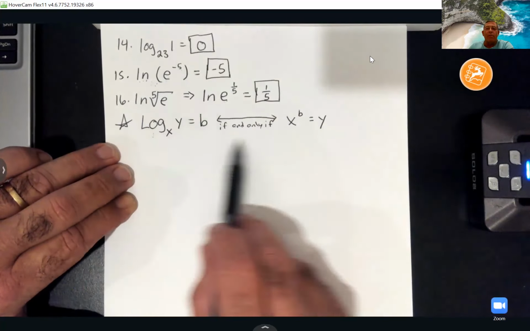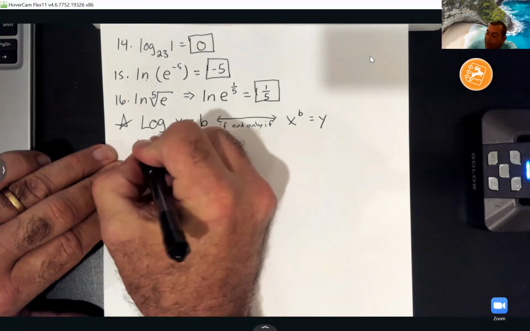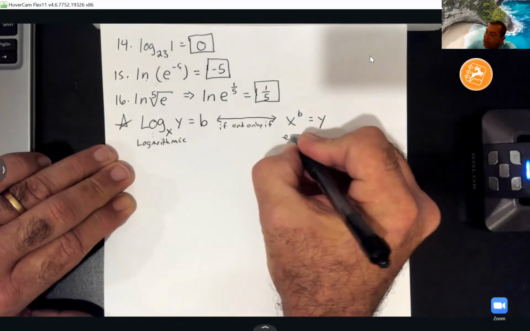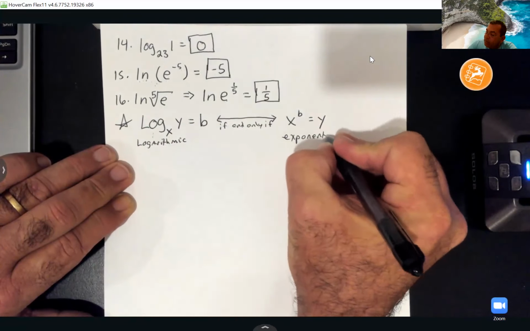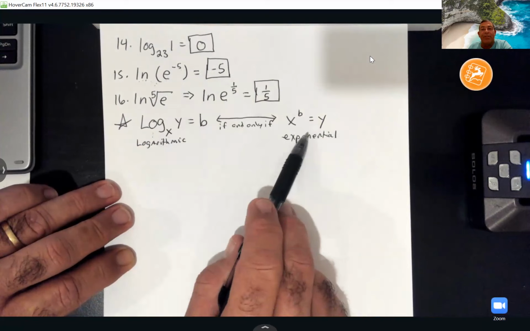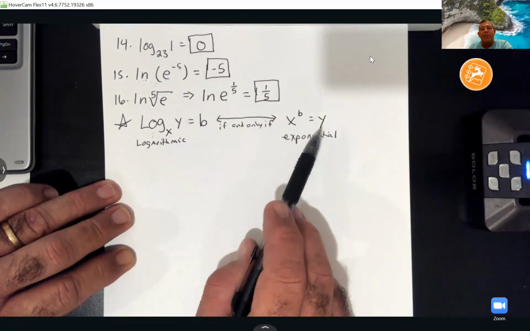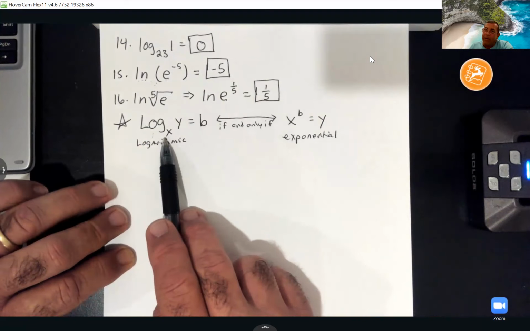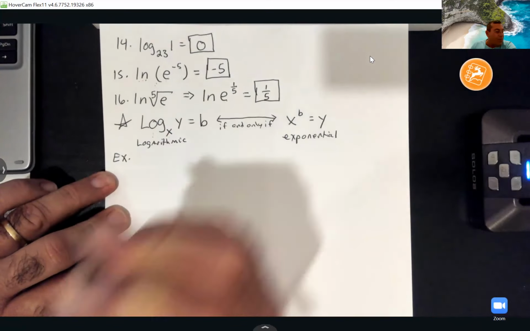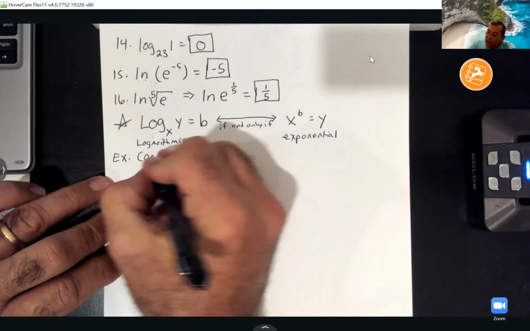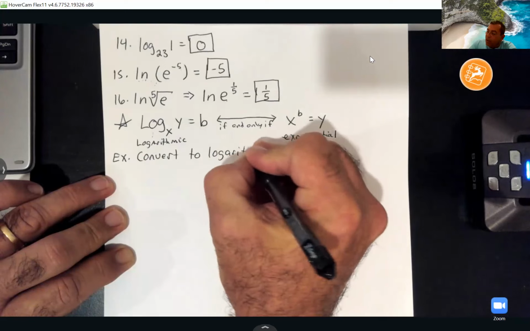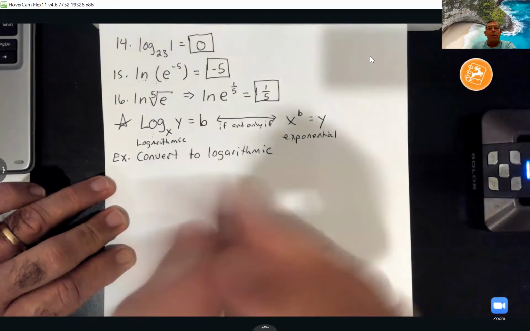This is how we will convert between logarithmic over here, and this is exponential. And you'll see when I solve log equations, I try to rewrite them as exponential. When I solve the exponential, a lot of times I'll change them into logarithmic. So we got to be able to convert back and forth. So for the next few examples, we're going to convert to a logarithmic equation, and then we'll go the other way, okay?